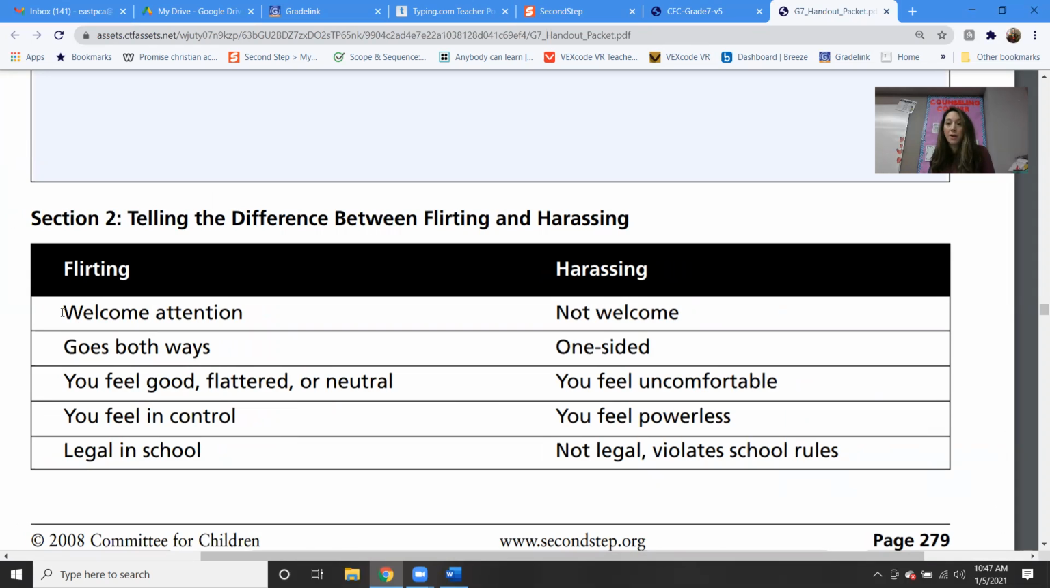It makes you feel uncomfortable, powerless, and that's not legal. It violates the school rules. I would hope that all schools have the rule that every student is entitled to learn in a safe environment, and that if it's unsafe, the people at the school will do something to make it safe for them. That means if you are being harassed by somebody, the school's job is to help you, to make sure that you will feel safe learning there, right?